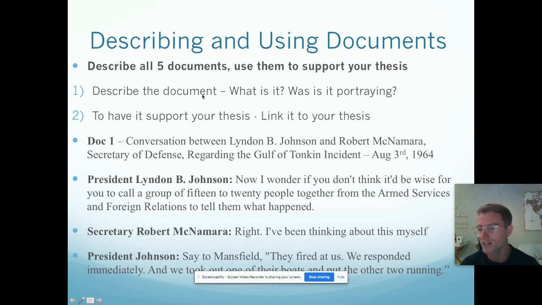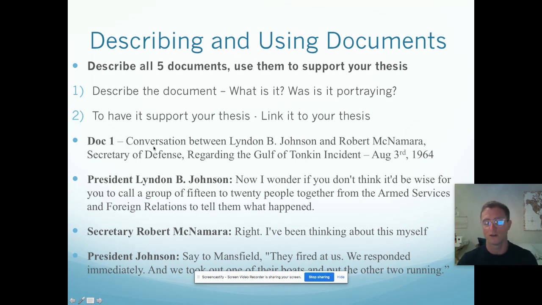Describing a document, guys, is so simple, and it's something that sometimes is so simple we forget to do it. Describing the document just means: what is the document? What physically is it, and what is it saying? What's the main idea behind it? And then to have it support your document, to use the document, you simply need to link it to your thesis. So let's do this with an example so you guys have an idea about what I'm talking about.